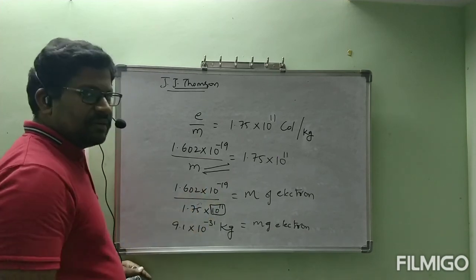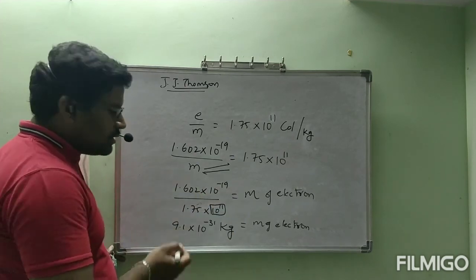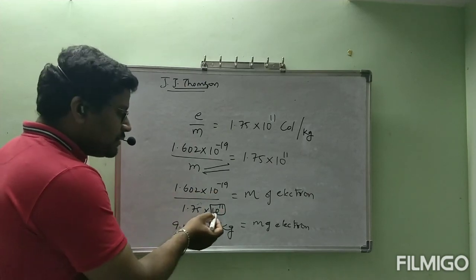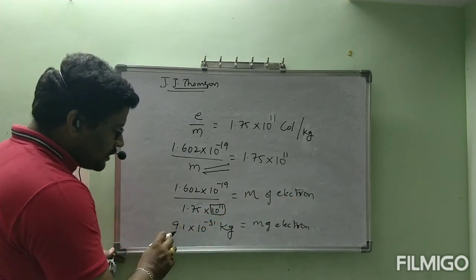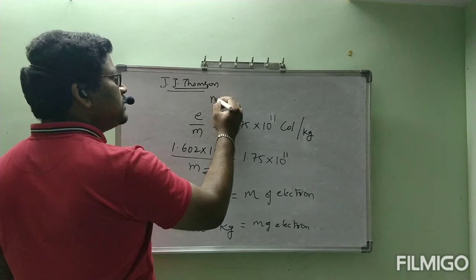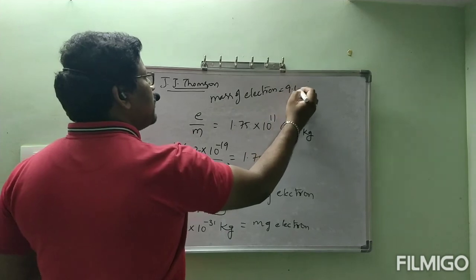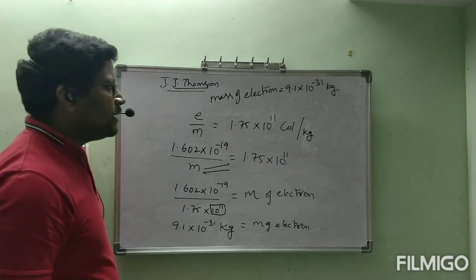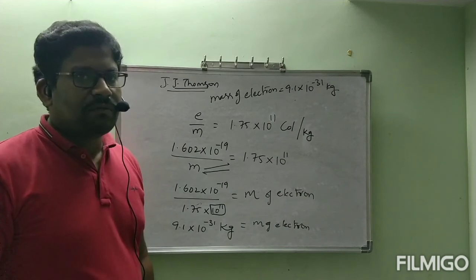This calculation I will say in the next class, no problem. Now 1.602 into 10 power minus 19 divided by 1.75 into 10 power 11 is equal to the mass of electron. Finally, after this total calculation, we will get 9.1 into 10 power minus 31 kilograms. So the mass of electron is equal to 9.1 into 10 power minus 31 kilograms. This is calculated from the e/m ratio of cathode rays.